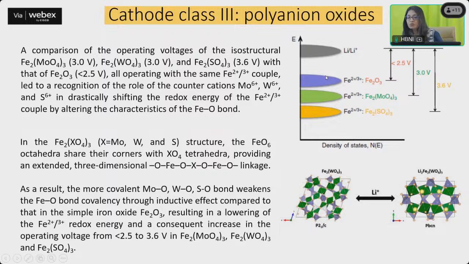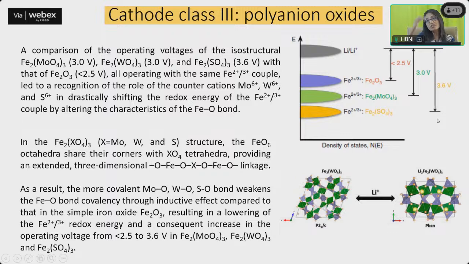So now we look into this particular very interesting structure over here. You have Fe2+/3+. Okay, so this is the band structure of it. When you have Fe2O3, you look where the band is, and when you have Fe2(SO4)3, this is also again an Fe2+/3+ system, but see the voltage difference. From Fe2O3, which is less than 2.5 volts, when you go to molybdate, it is around 3 volt, and when you go to the sulfate, it is around 3.6 volt.